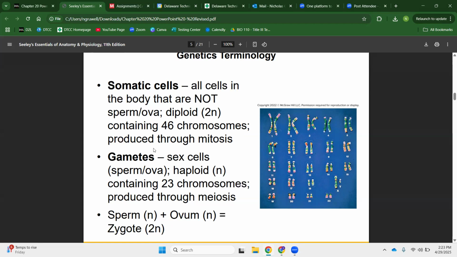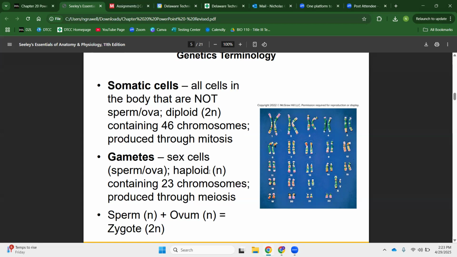Gametes are our sex cells. We saw that word in chapter 19. So, of course, for the male system, that's going to be a sperm or spermatozoa. For our female system, that's an ovum. It could be an egg cell. It could be an oocyte, depending on which term you choose.